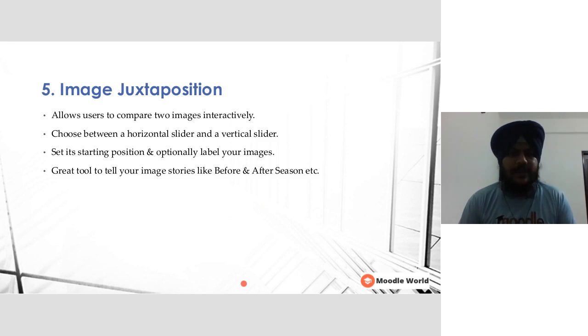So now let's come to the fifth content type, that is the image juxtaposition. Image juxtaposition is a content type which can be used to compare two images interactively. You can have a slider between two images, either horizontal or vertical, and you can set the starting position and label your images. It can be used as a great tool to tell your image series, like maybe before and after floods, or before and after this particular season.